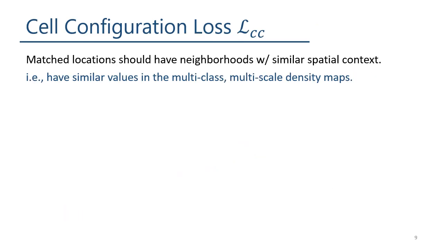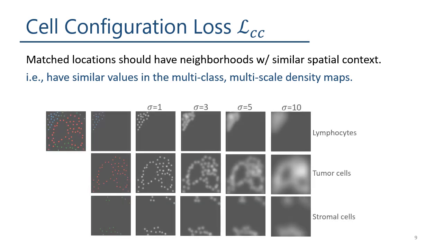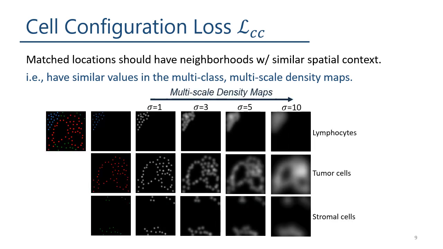Now that we have established a matching between the generated and reference layouts, we want the matched locations to have neighborhoods with similar spatial context. And to train the model to do this, we need a differentiable loss. We compute density maps with different scales and across different cell types, and apply the cell configuration loss. The cell configuration loss will minimize the difference between the density values of the generated and reference layouts at the matched locations.